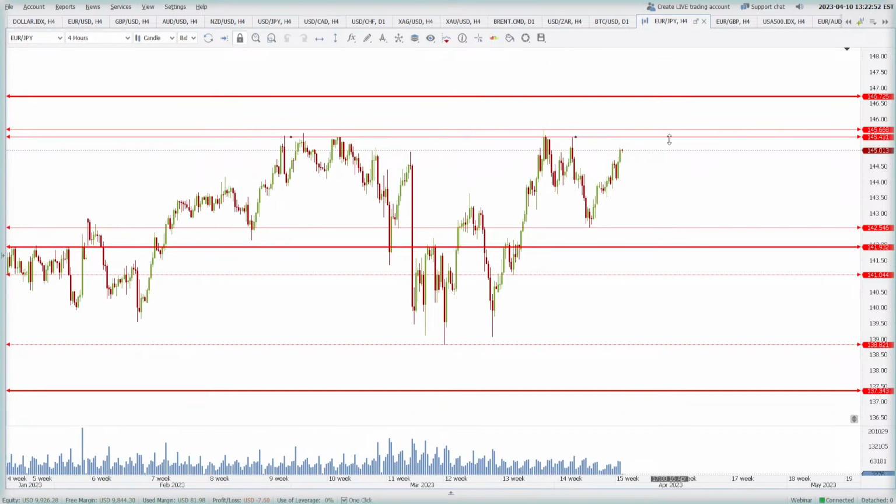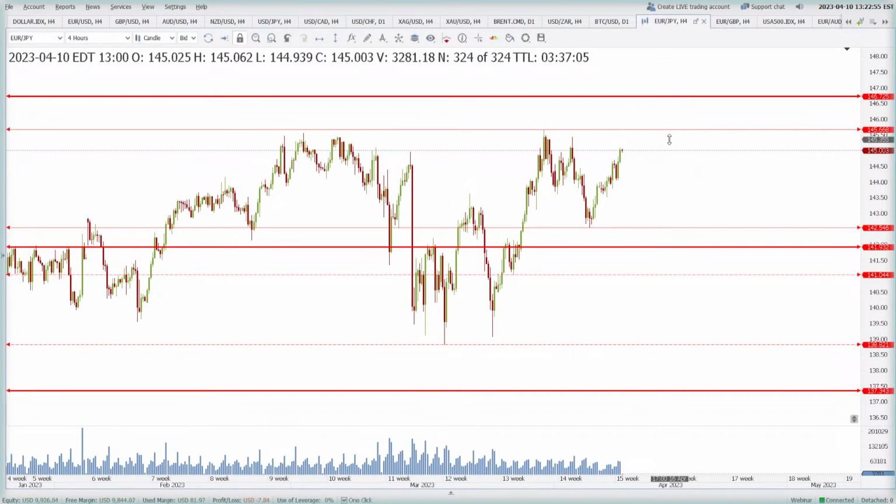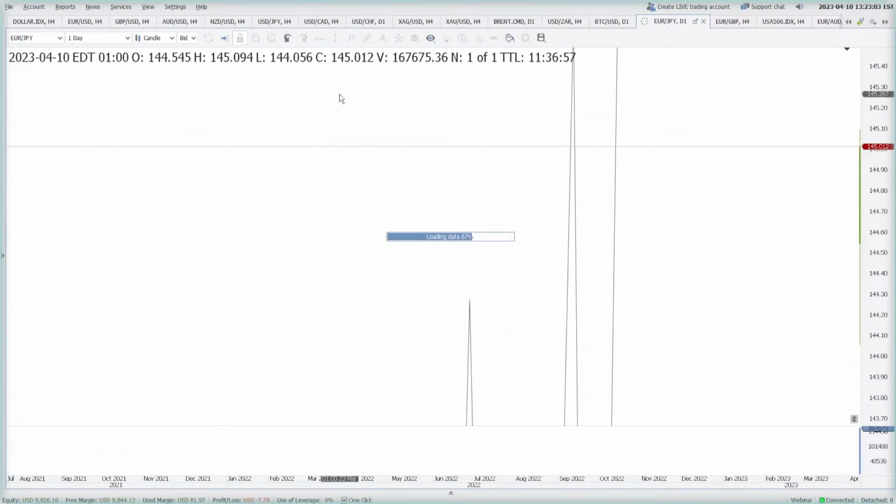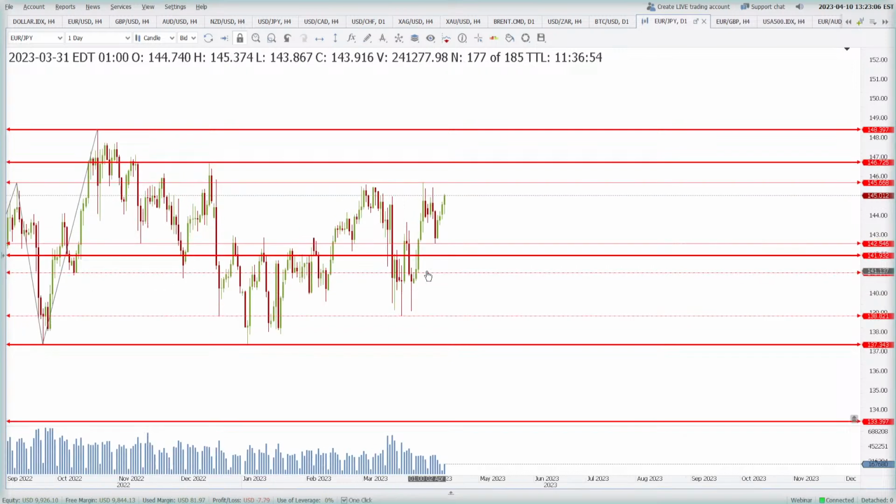I think this should not be the area that we should be looking for. We should be actually looking for 145.66. Once that is breached, we will be looking for 146.72, and we are looking for a higher price action here. Let me check on the market structure.